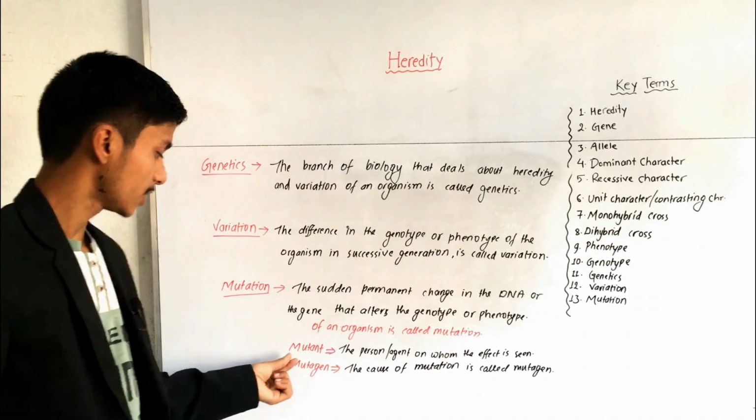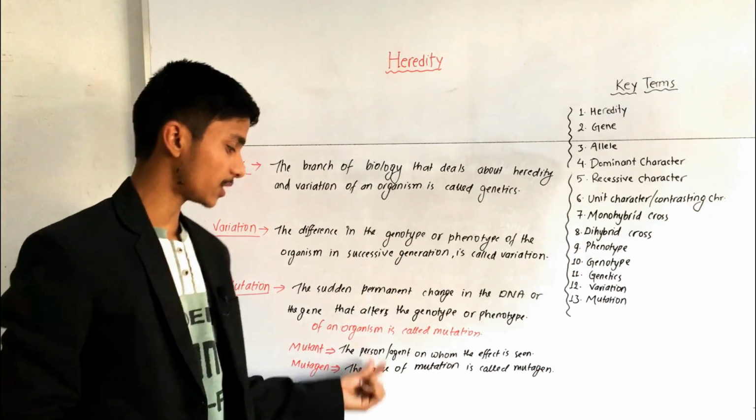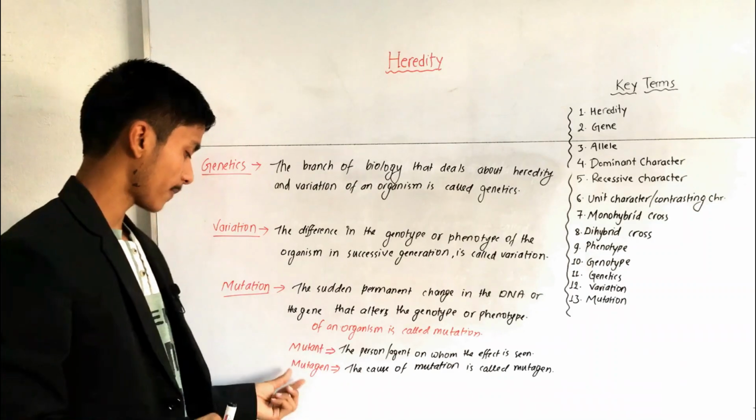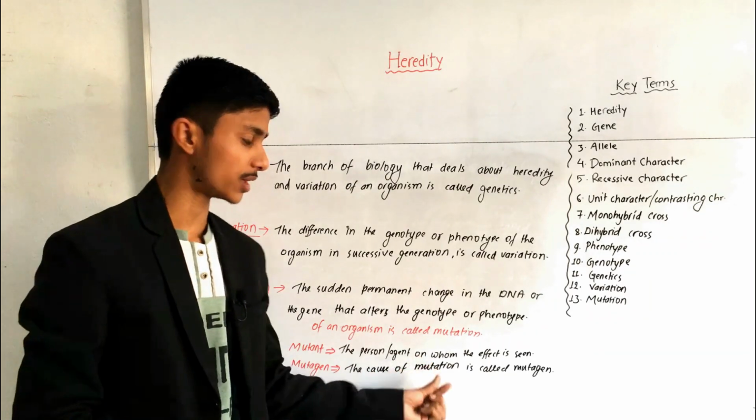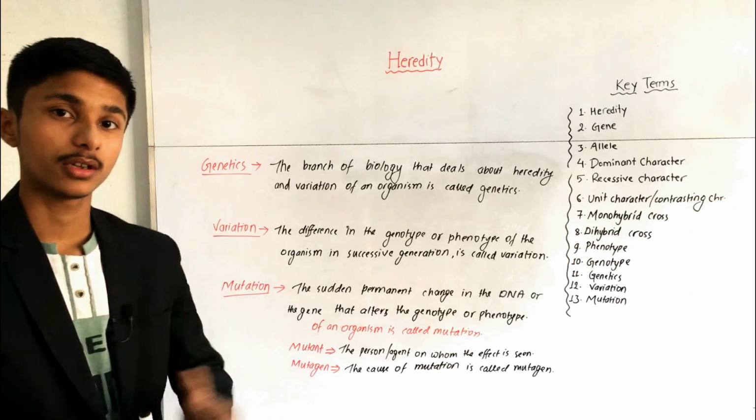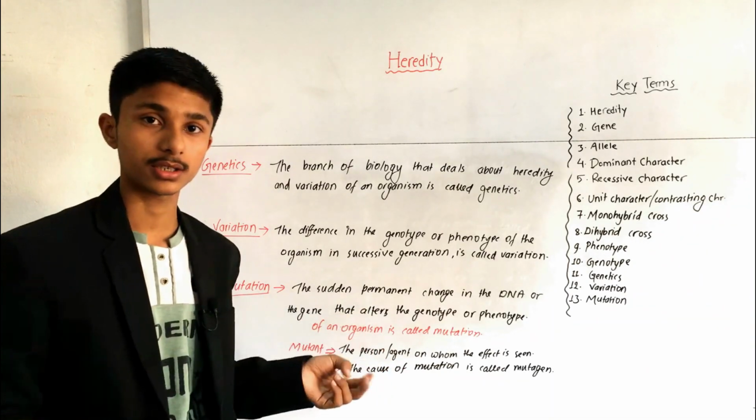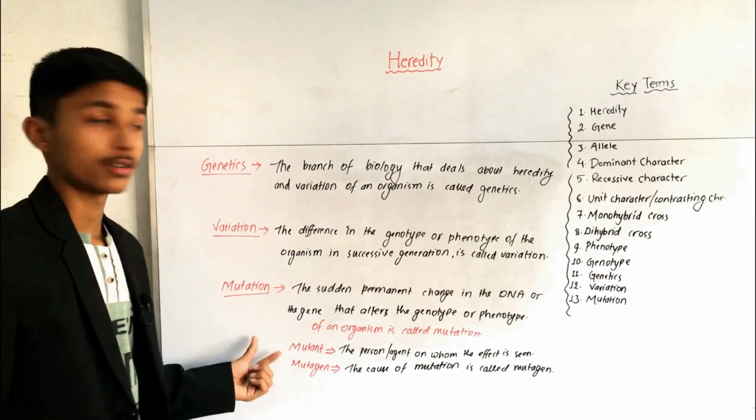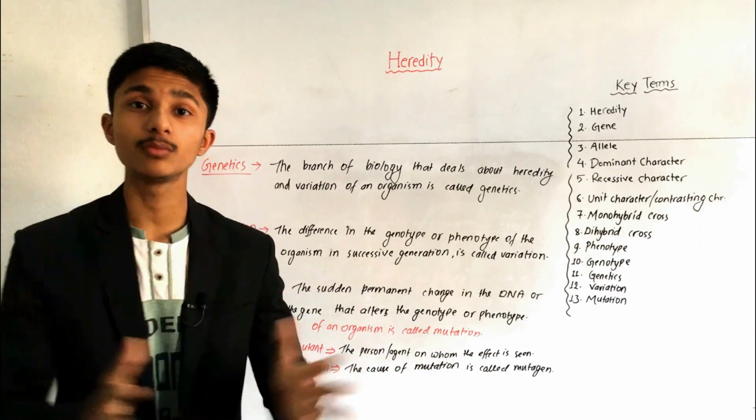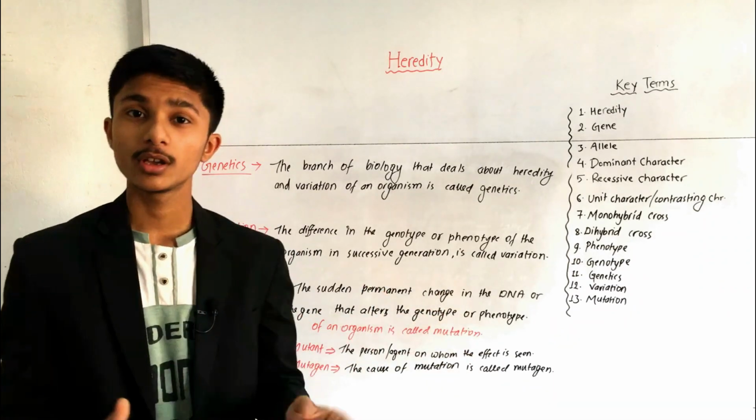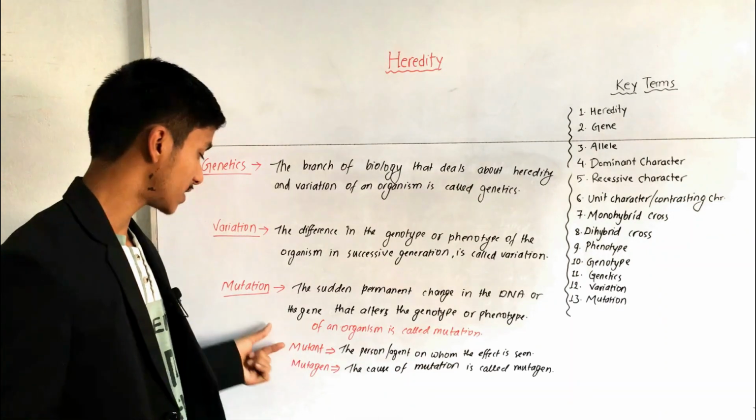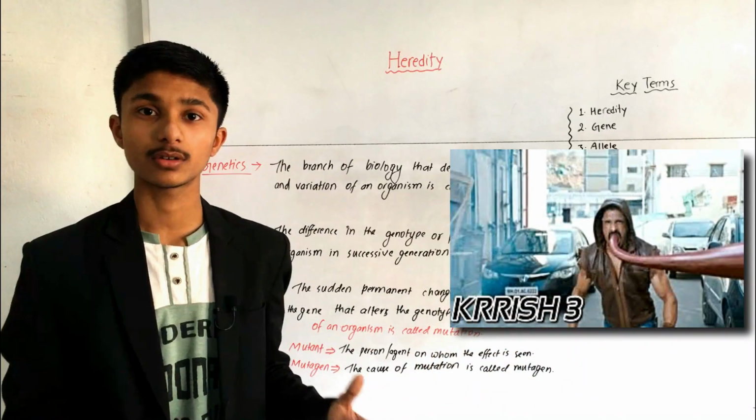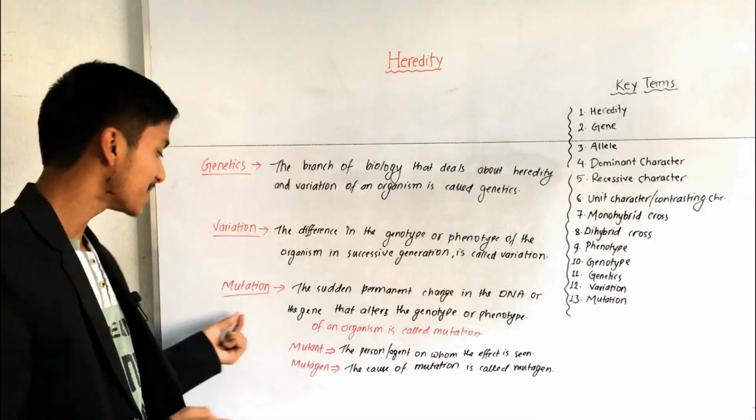Mutant means it is the person or the agent on which the effect of this mutation is seen, and mutagen is the cause of mutation. What is the cause of mutation? Radioactive elements or radioactive rays are mutagens. The example of mutation we can simply see in Hollywood or Bollywood movies. You can see an example of mutation in the Krrish 3 movie, that is the long-tongued person.